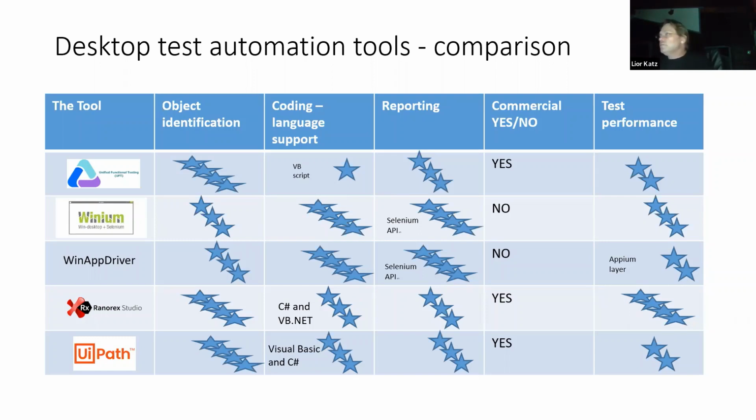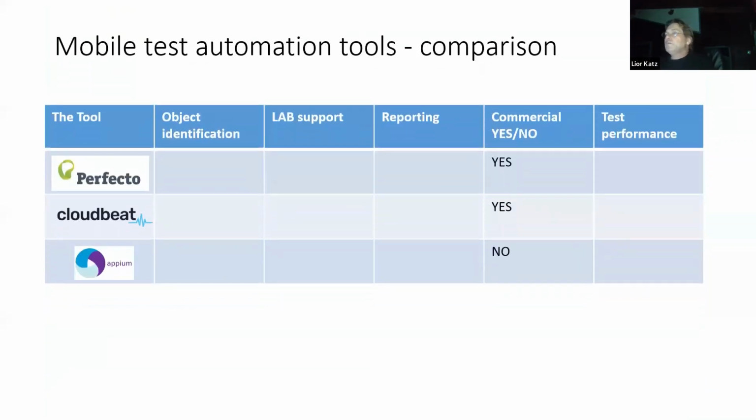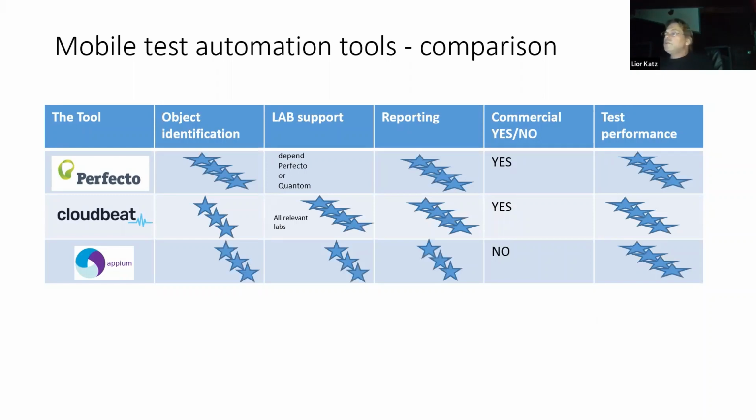UiPath is an RPA solution that has a feature that says, hey, I'm not an RPA, I'm a testing automation solution. And UiPath declares itself as a low-code, as a codeless automation solution. And because it's an RPA solution, you need to understand that UiPath supports almost all environments, and of course the desktop environments. I think it's a very interesting solution, and you need to look at it when you're looking at testing automation for desktop. Let's move to mobile, and I'll go through it fast.